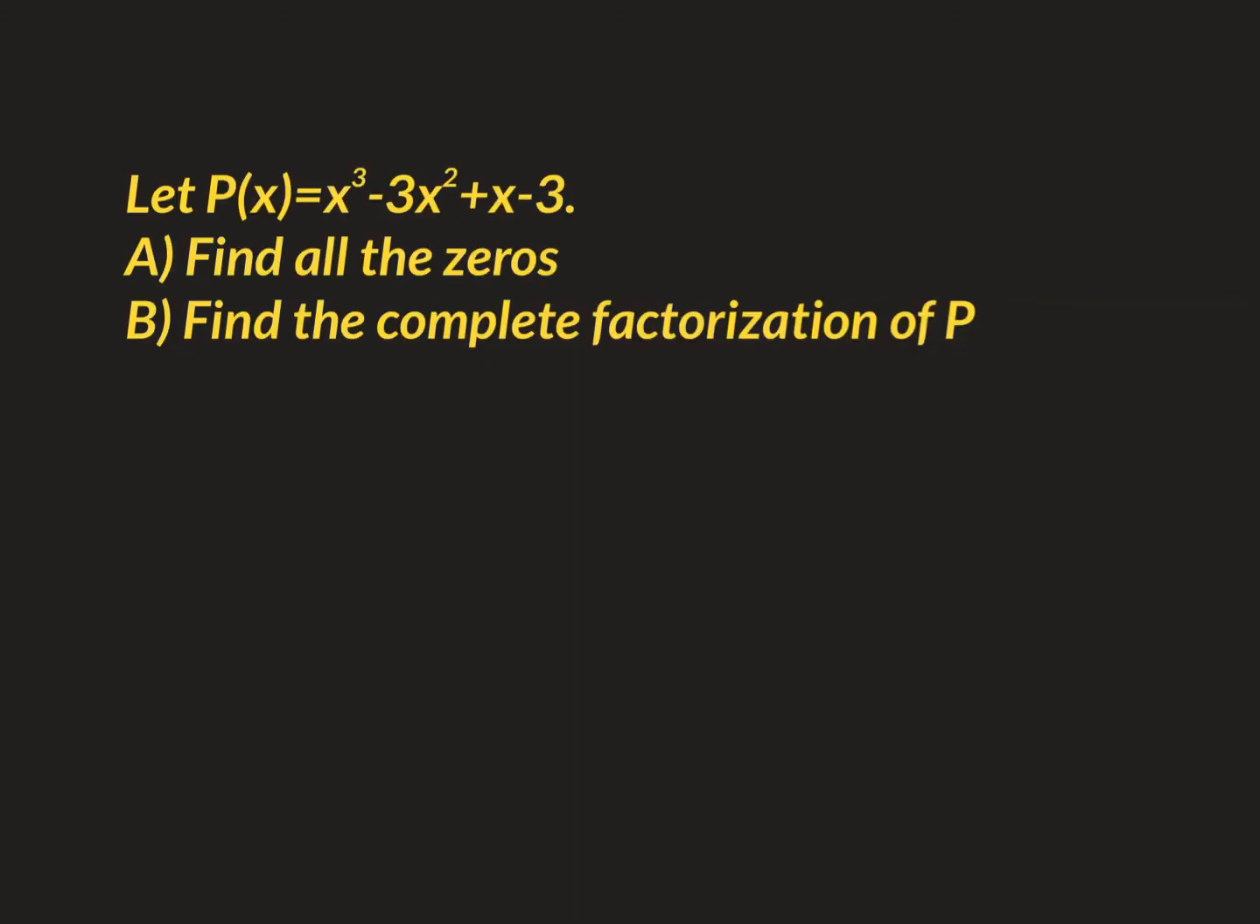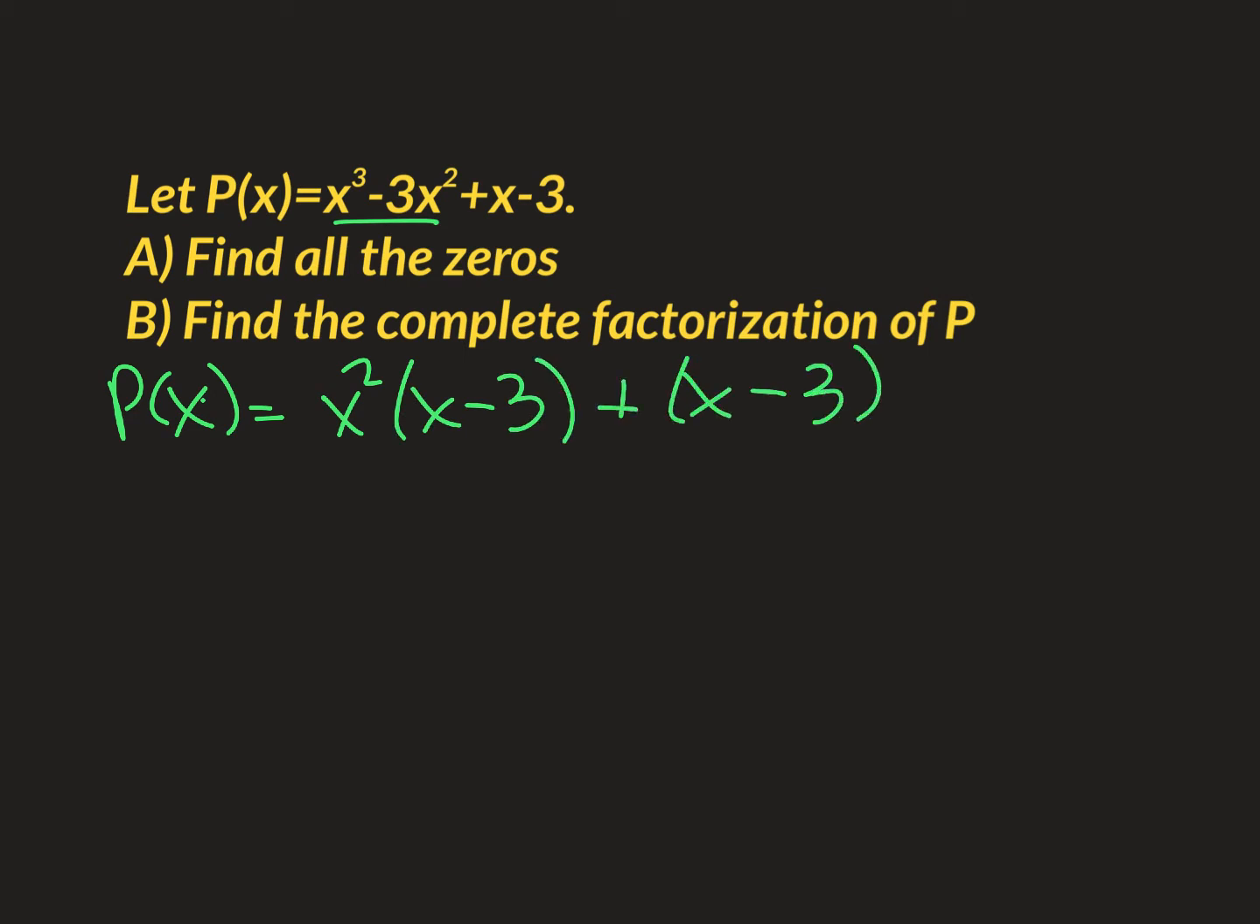All right, this says that p of x equals x cubed minus 3x squared plus x minus 3. Part A says find all the zeros, and part B says find the complete factorization of function p. Looking at that one, it looks like it factors by grouping. Let's take the first two and take out the x squared. That leaves an x minus 3, which just so happens to be what the second part is, x minus 3. So I'm going to take out this x minus 3. That leaves an x squared here and a plus 1 in the front. Used to, we would stop right there and say, okay, that's completely factored. But it's not.